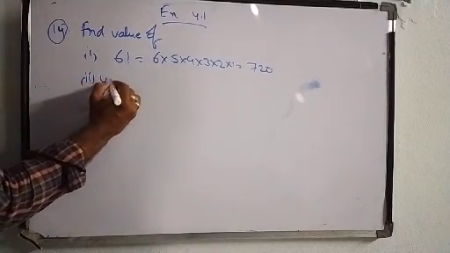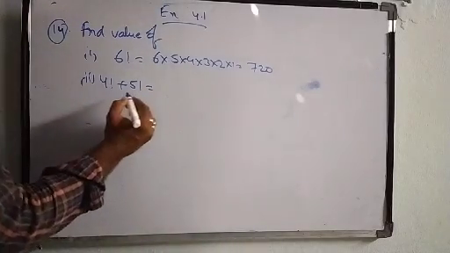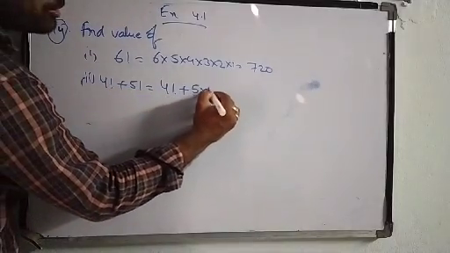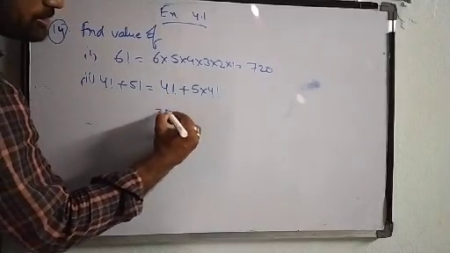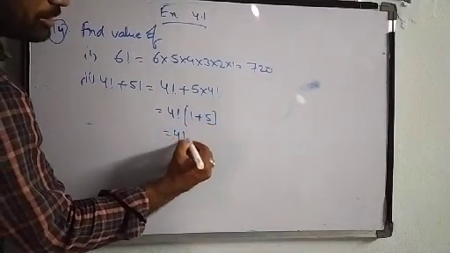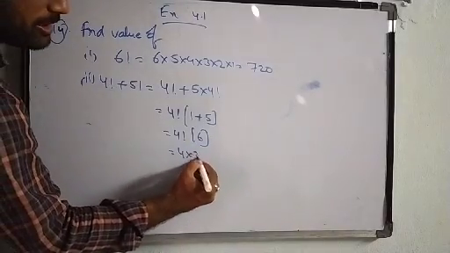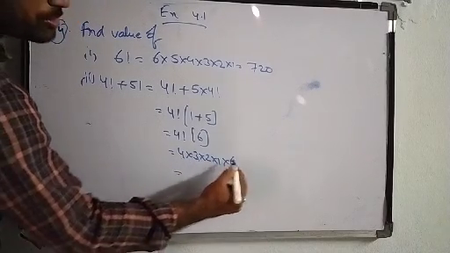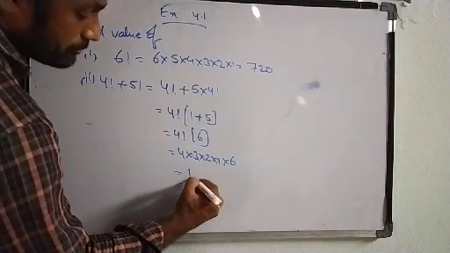Next, the second one is 4 factorial plus 5 factorial. So this can be written as 4 factorial plus, this 5 factorial we can write as 5 into 4 factorial. Why we have stopped at 4 factorial means in these two we can take common. So let us take 4 factorial common. It will be 1 plus 5. So 4 factorial into 6, which is 4 into 3 into 2 into 1 into 6. 4 3 is 12, 12 2 is 24, 24 into 6, it will be 144.